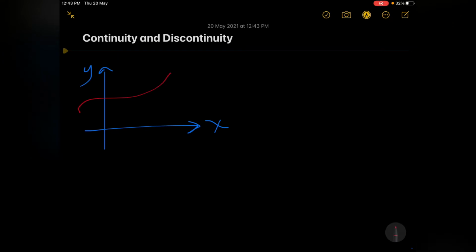A function is continuous if there is no break along the path of the function. And these breaks include holes, jumps, or a gap. So if I have a function graphically like this, where the horizontal line here is my x-axis, this is my y-axis, and this is my function. As we can see, there is no break along the function. So at every point, my function is continuous.